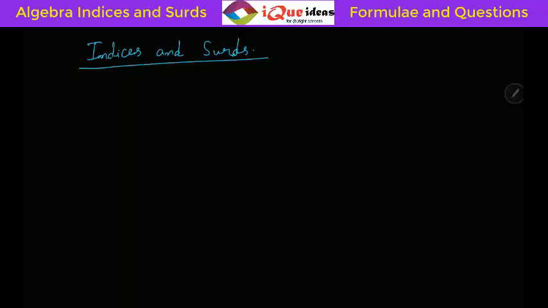Now we shall start the topic called Indices and Surds. It is a part of algebra, right? Both indices and surds are related to powers. Say for example, a raised to the power 3, b raised to the power 5, c raised to the power x. So we are talking about indices and surds, in which they involve the powers. There is some base and there is some power attached to it, right?